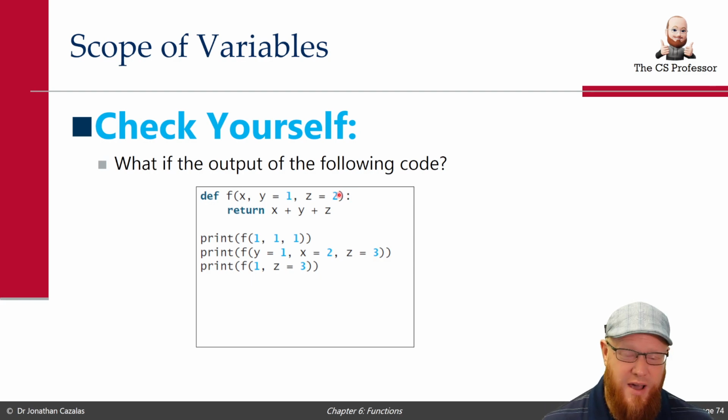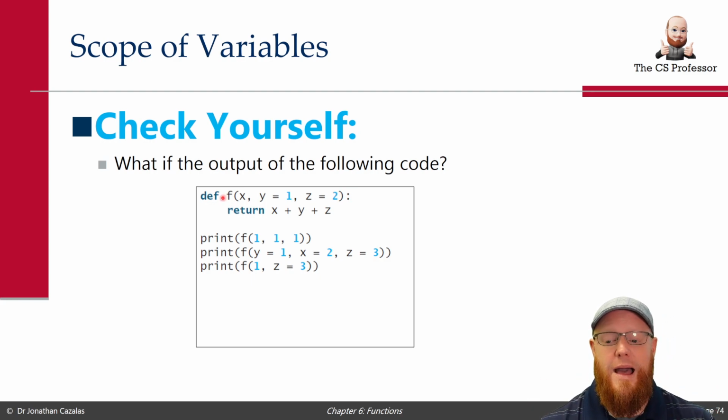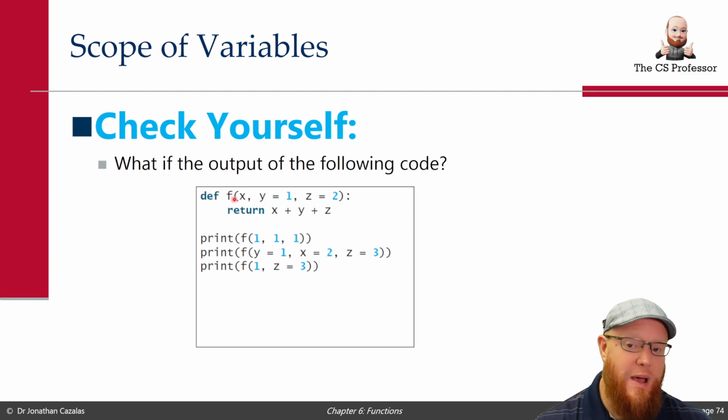It's very strange. I don't recommend you even use it often or ever, but Python allows you within your function header to not only specify the formal parameters, but Python also allows you to give these formal parameters default values. So here we're saying that the default value of y is 1, the default value of z will be 2. X has no default value.